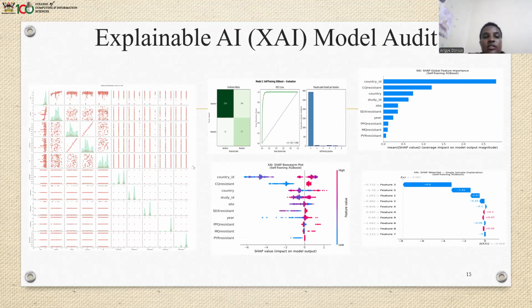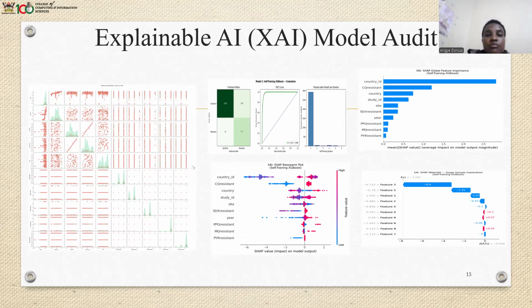So the bar chart gives us a global ranking of the feature importance, similar to permutation importance. It shows the average impact of each feature on the model's output. We can immediately compare this to the label propagation results and see if the models agree on what's important. They do. CD4 count and the key resistance markers are at the top.